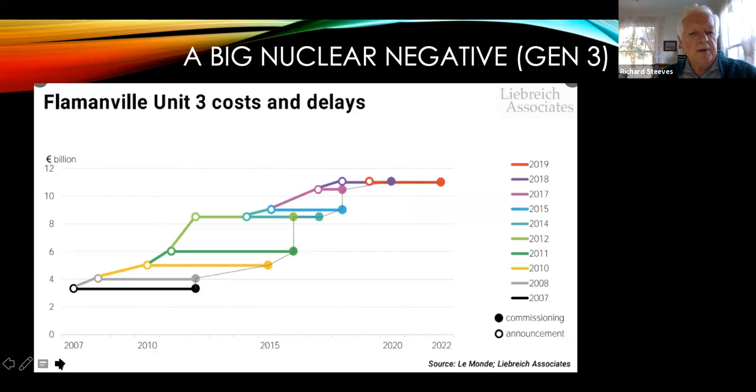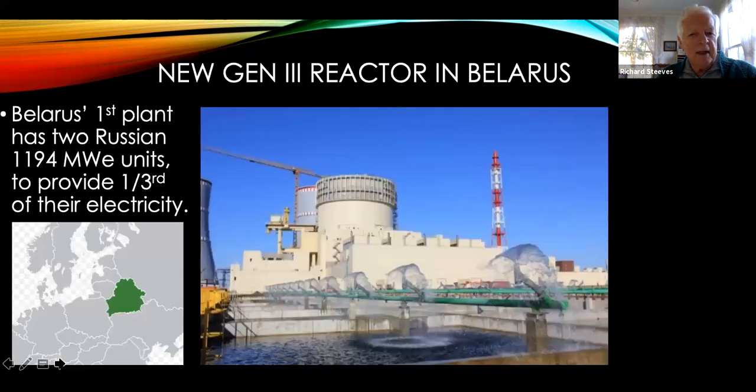Generation three reactors have really given the cost idea and delays in manufacturing a bad name. The only exception is Belarus. They have a very dictatorial government, as you well know from the news these days. And they have one plant with two Russian units of over 1,000 megawatts each, and it produces a third of their electricity. I don't imagine there was anybody around who dared to object. And so that went in and is doing very well.